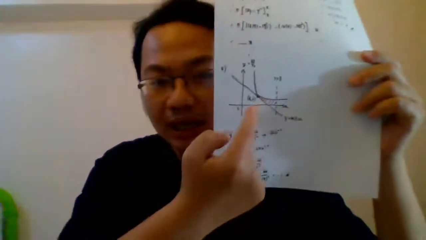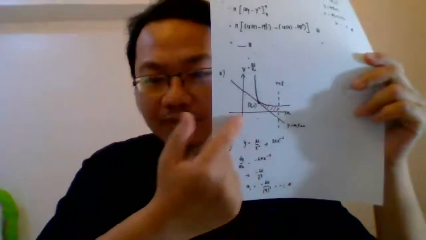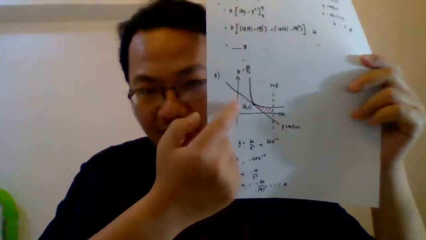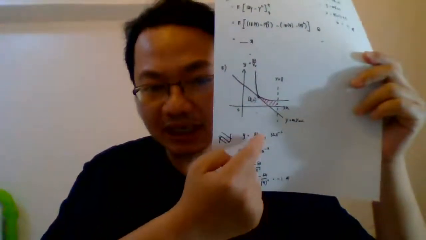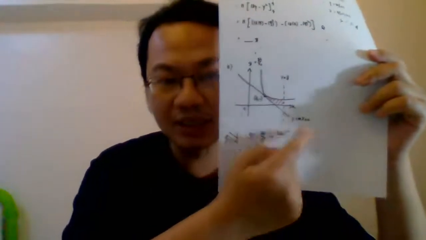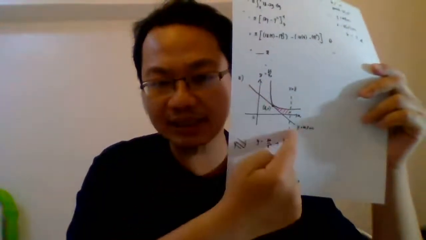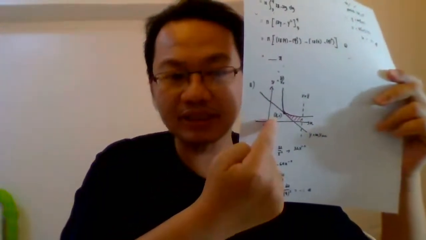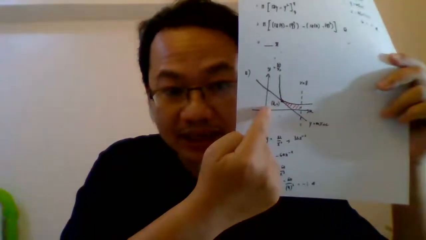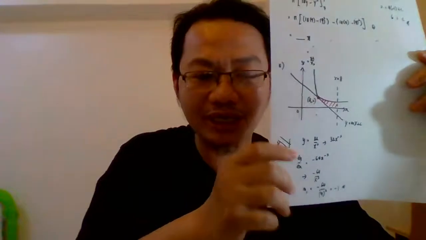Okay, so the first question is question number 5A. We need to find the value of m and c. So the curve and the slant line are given. The point of intersection, the tangent point, is (4, 2). And this is the shaded region.